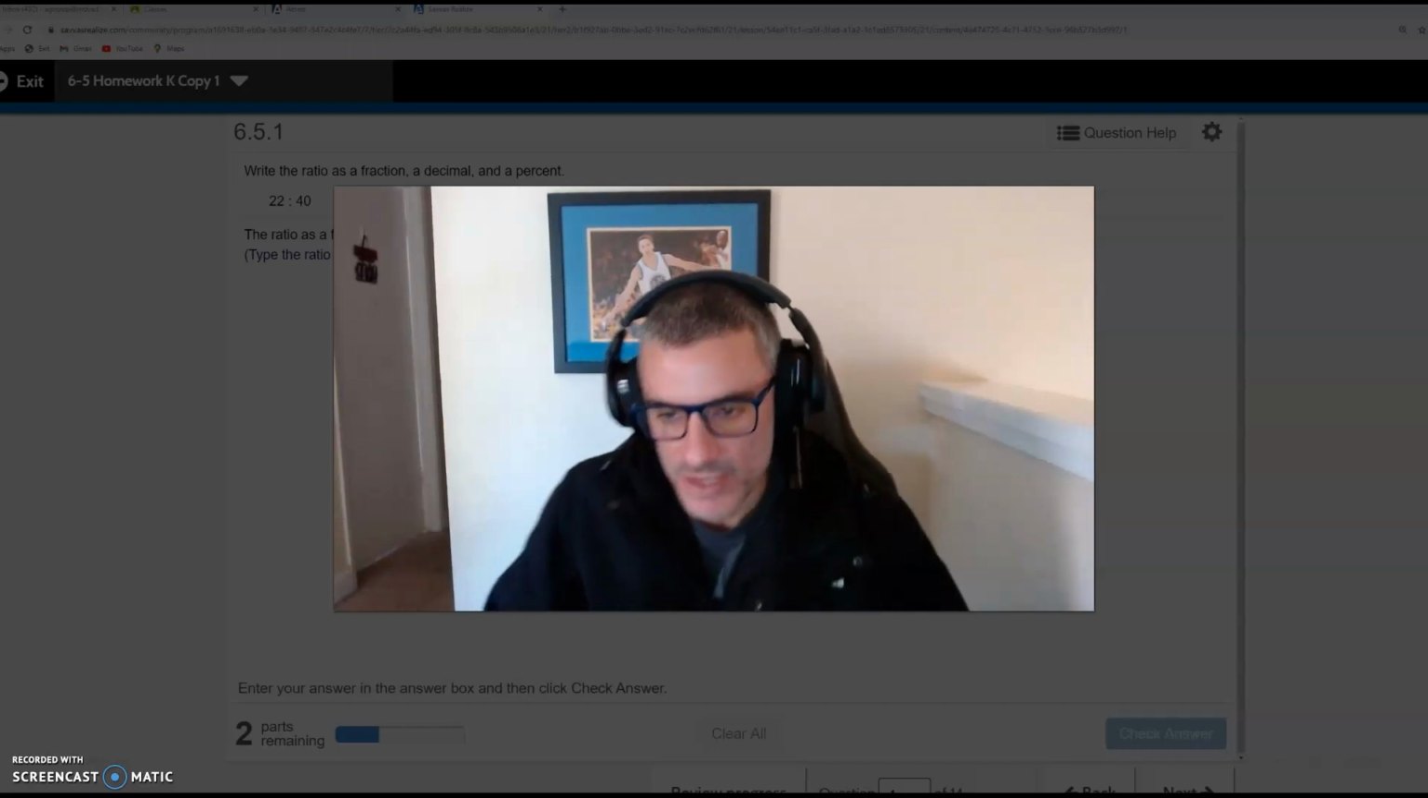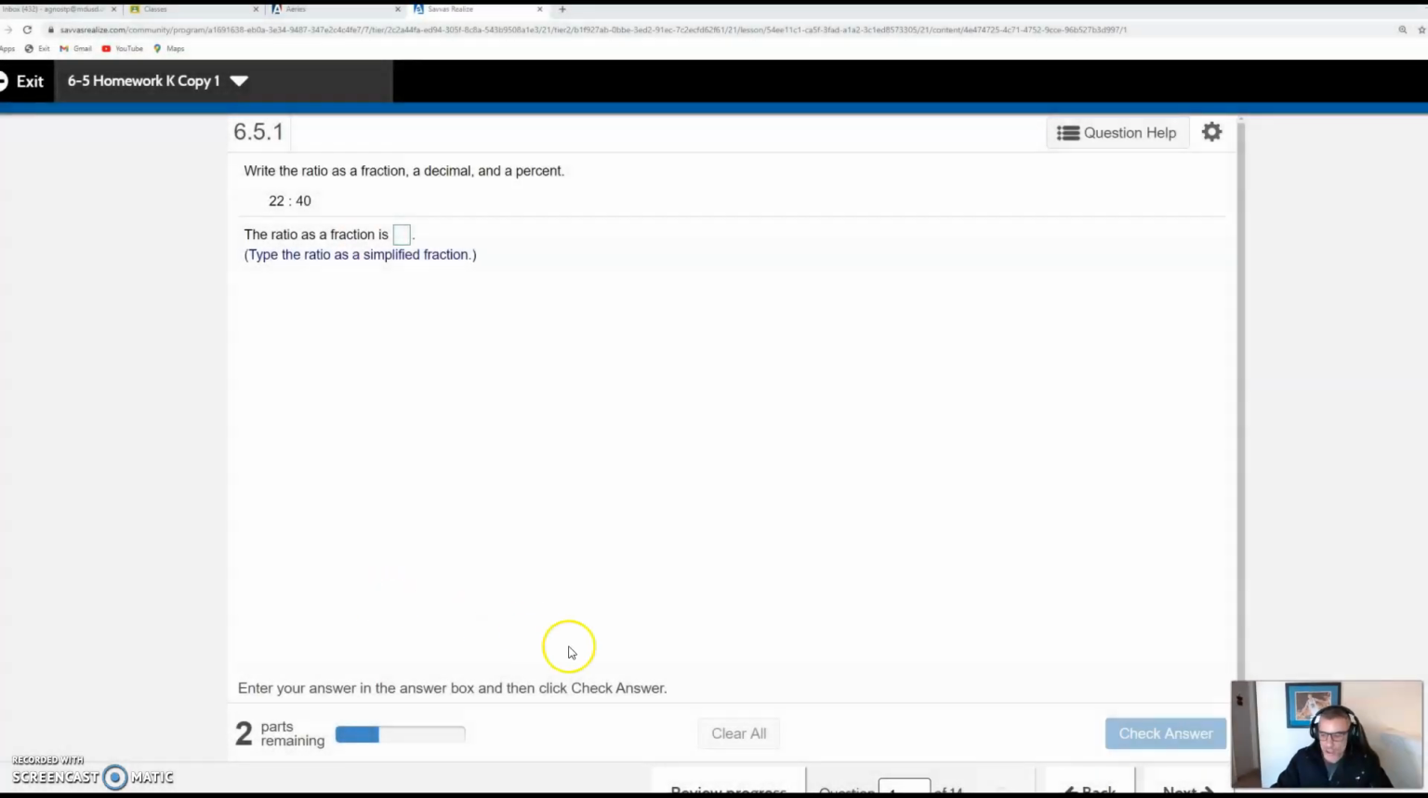So let's take a look at some problems and what they want us to do. So the first thing, this is question number 1 from the homework. It says, write the ratio as a fraction, a decimal, and a percent. All right, so when you see it written like this, they have 22 to 40, right? When it's written in this format, it is called a ratio, 22 to 40. And they want us to take this ratio, they want us to write it as a fraction, they want us to write it as a decimal, and they want us to write it as a percent.